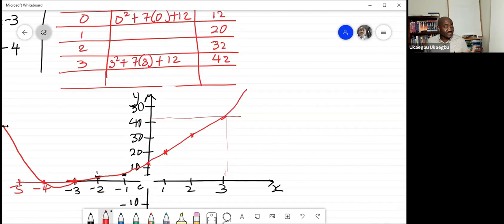So now, with this example, we have just illustrated how to solve a quadratic equation using factoring, and also using the formula, and also using graphing.